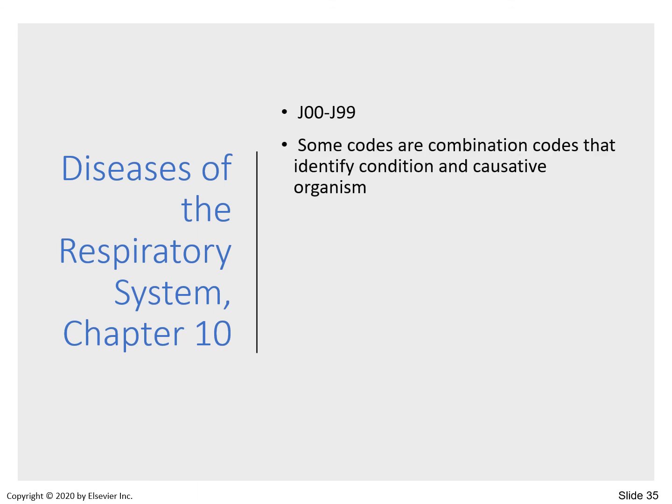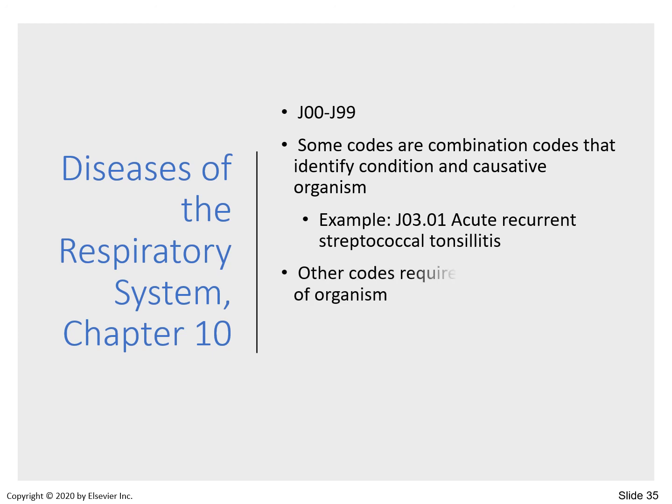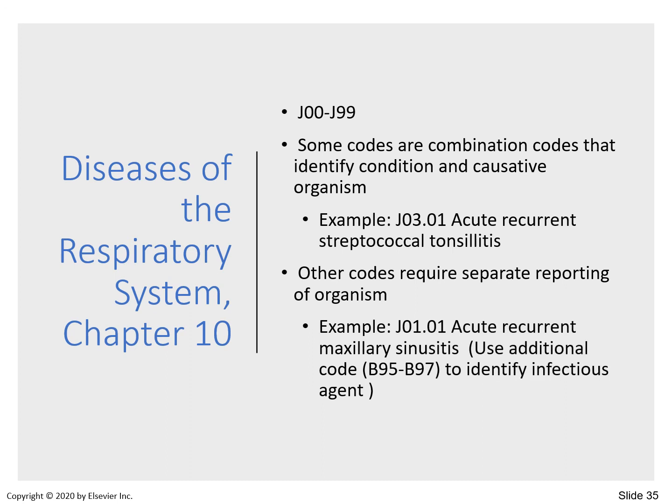Diseases of the respiratory system, some of the codes are combination, and they'll show the organism, like a recurrent streptococcal tonsillitis. Some of the codes require separate reporting of the organism, and you will see the notes in the ICD-10 going to say, for example, use additional code to identify infectious agent.